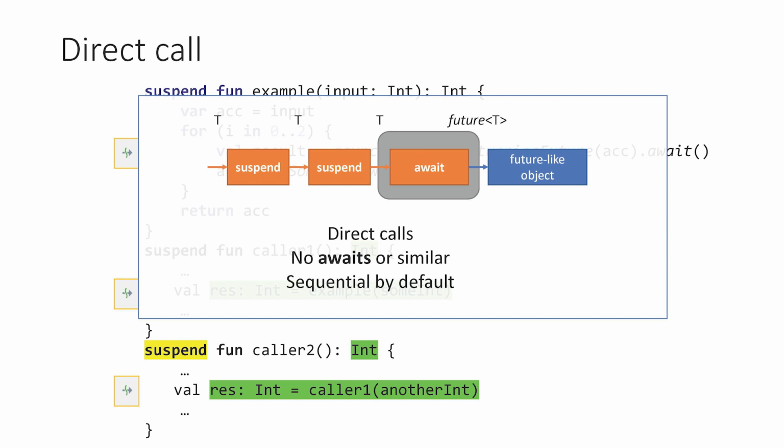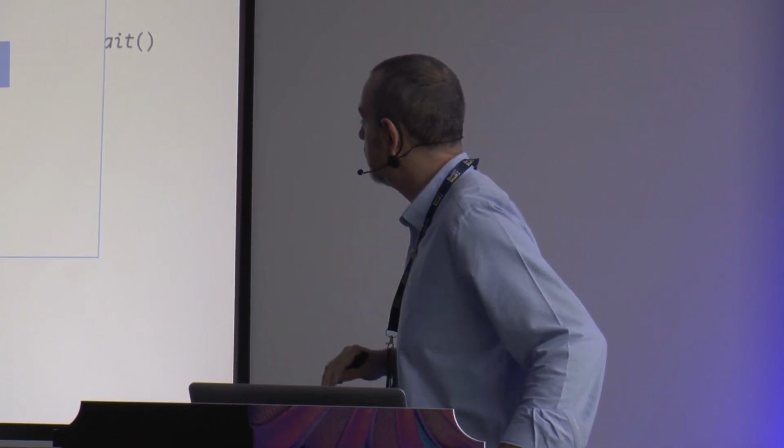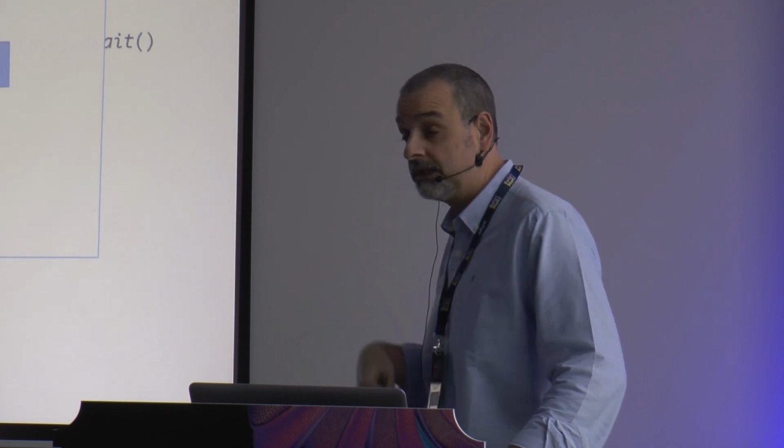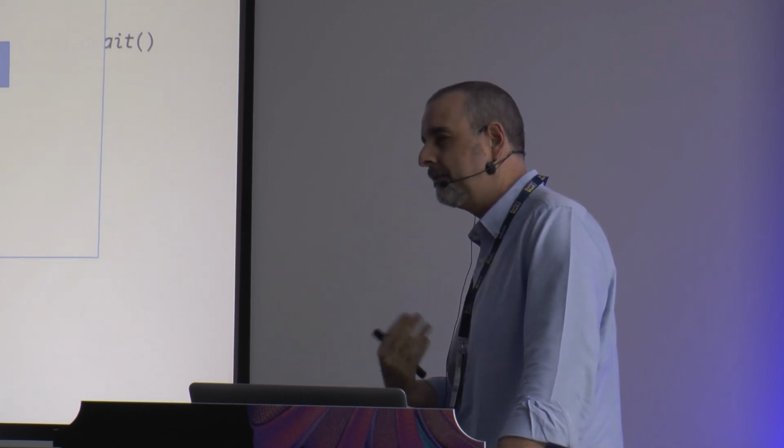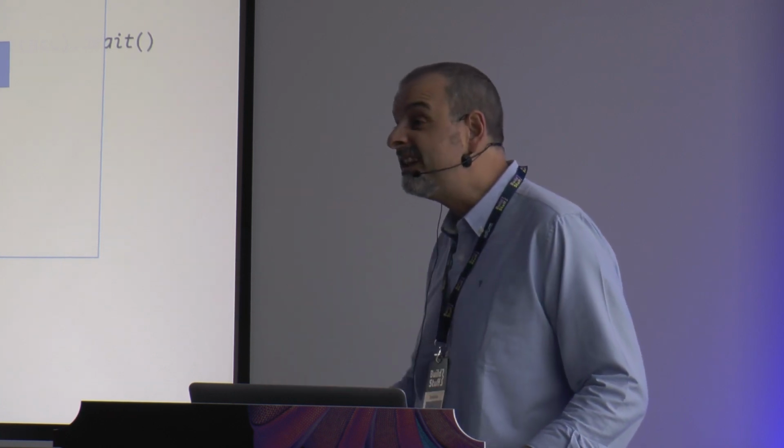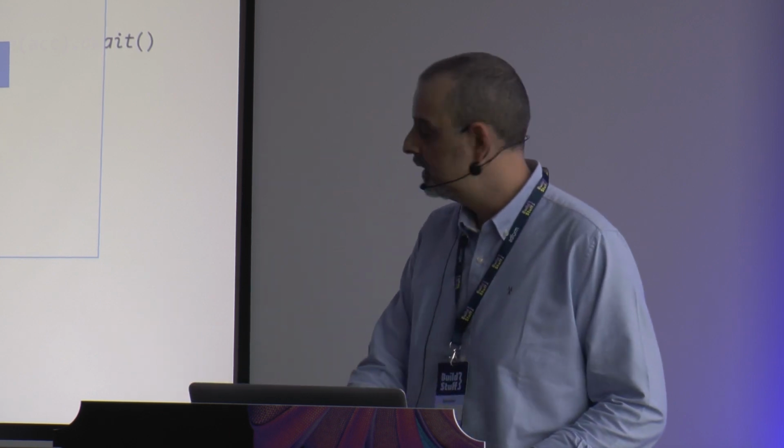So I have a future-like object, completable future, listenable future, whatever future. I need to convert it into coroutines, typically using a library-provided await extension function, and then I have suspend functions that work with these and not with future of these. Okay.